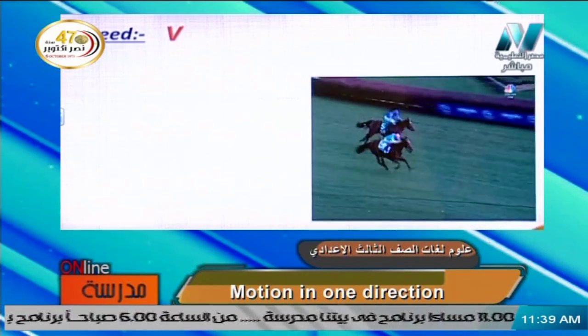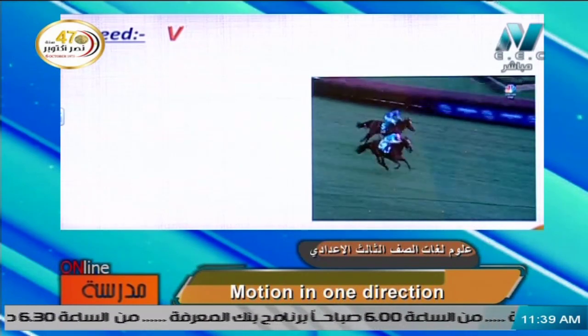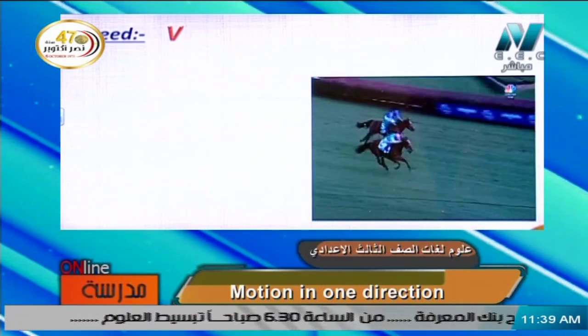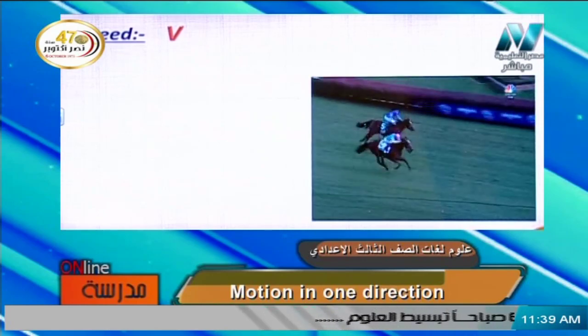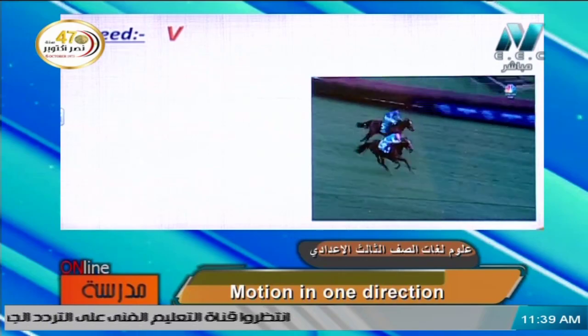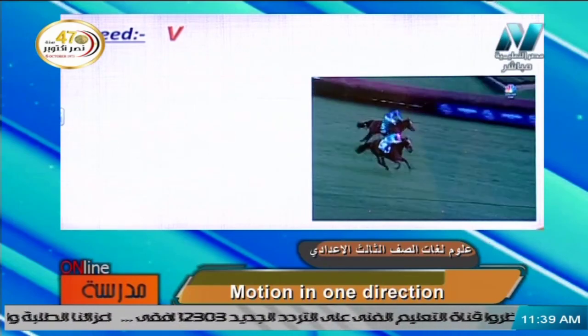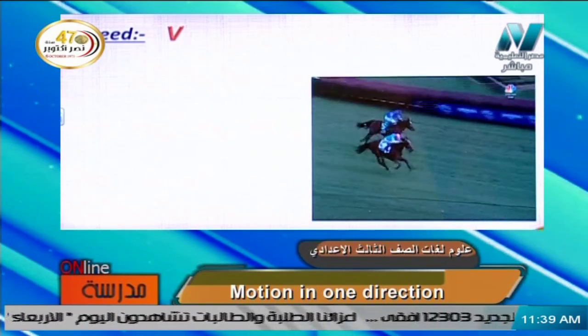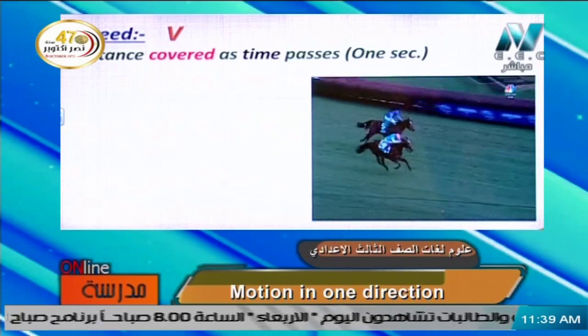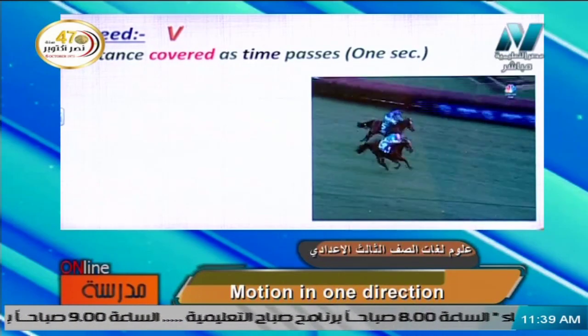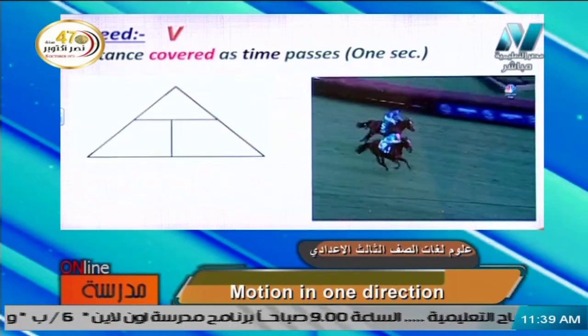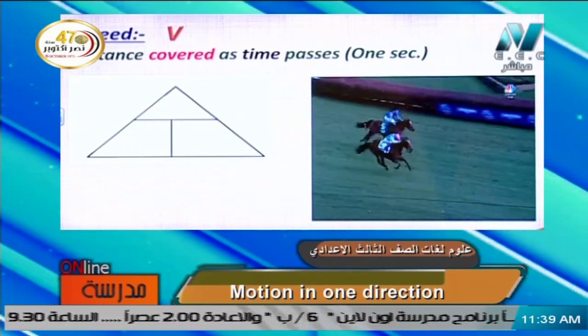Speed, and its symbol is V. Speed, as we see here, these racers covered a distance in this time, and at the same time time passes, or 1 second, or units of time. So speed is distance covered as time passes, or in 1 second. We have a magic triangle to calculate speed.